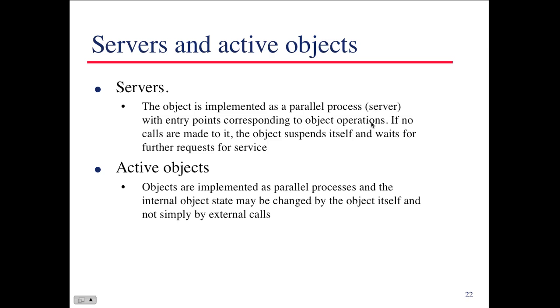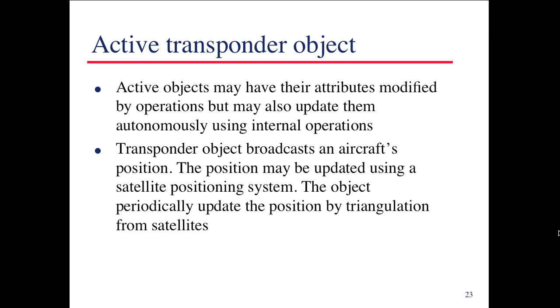And with entry points corresponding to the object operations, no calls are made to it. The object suspends itself and waits for further requests from another server, so it communicates back and forth. Active objects: we could show active objects or inactive objects in terms of what's going on with the state. So the object state may be changed by itself, not simply by an external call. The object itself might actually change itself to say, I'm waiting, I'm ready. Nope, I'm busy, I'm processing, leave me alone, or something of that nature. So active transponder objects. Now this is sounding like Star Trek or something. Active objects may have their attributes modified by operations, but may also update them autonomously using internal operations.